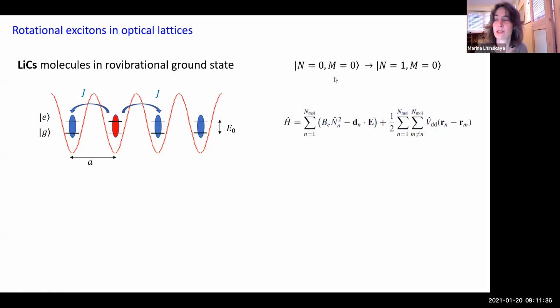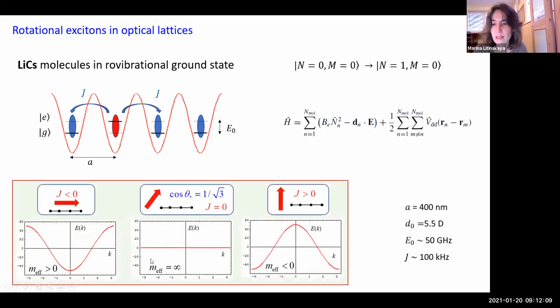Instead of the electronic transitions, we consider first rotation excitation. So from n equal to 0 to n equal to 1, and m is always equal to 0. This is the Hamiltonian, and we include some electric field. We basically want to add electric field to shift the m equal to 0 level from m equal to plus minus 1. So we have just a separate transition, and it will be our rotational Frenkel exciton. And you can get exactly the same picture as in crystals. So these are the dispersion curves.